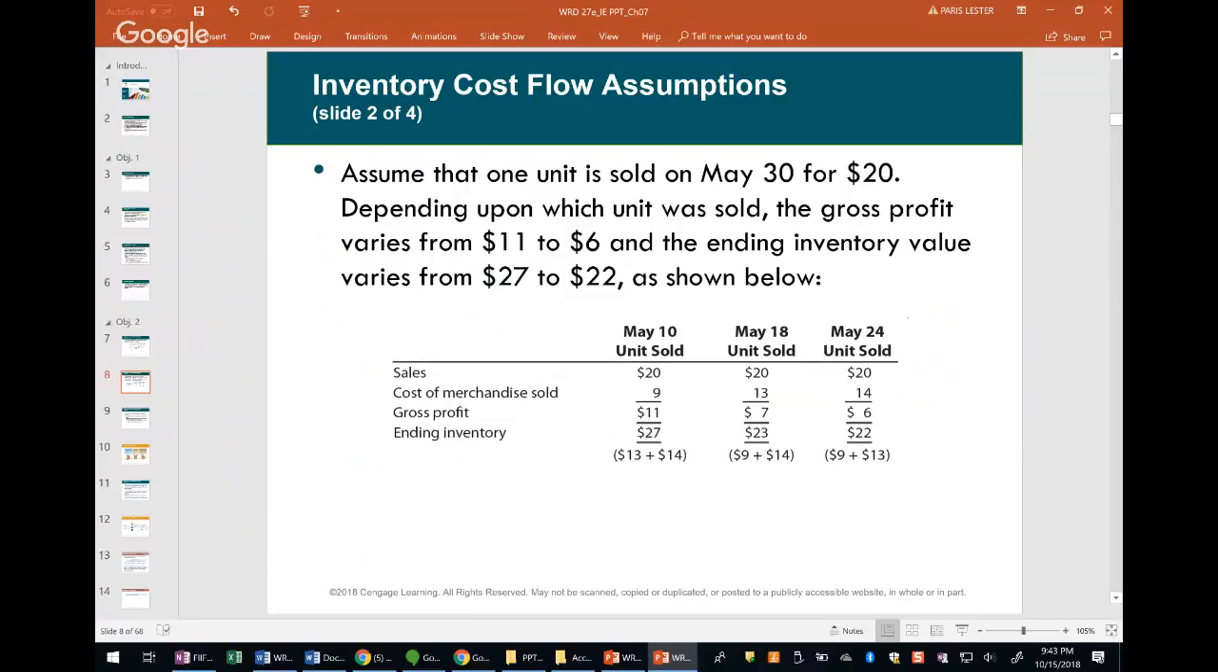We're going to sell 1 unit. And what unit did we sell? We sold it on May the 30th. All right. Was this when we bought them? Well, that was sales up to that point: cost of merchandise sold, gross profit, ending inventory. So depending on what method we use, your ending inventory could have a different price.